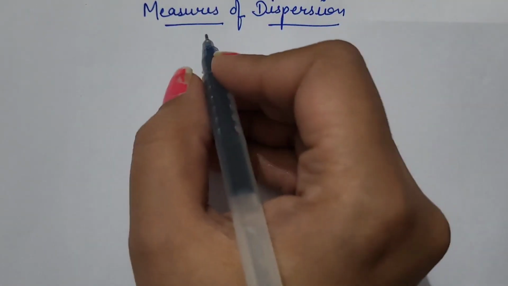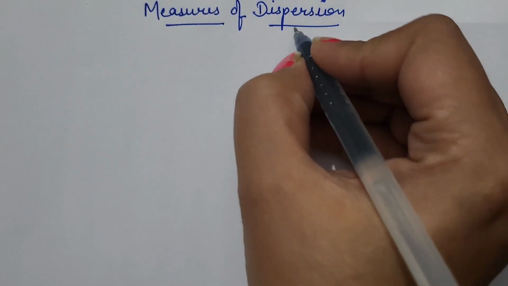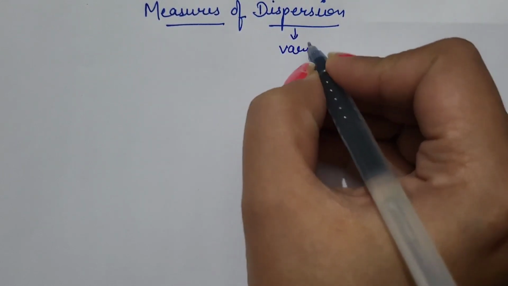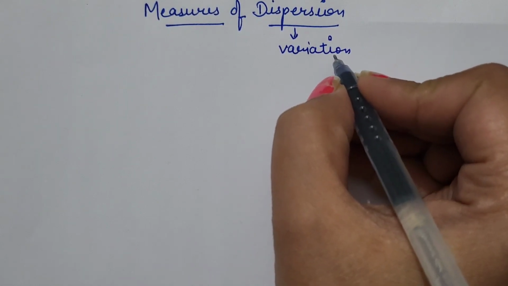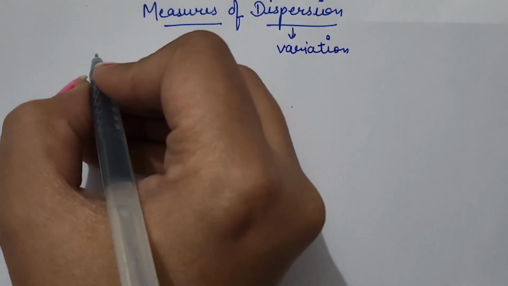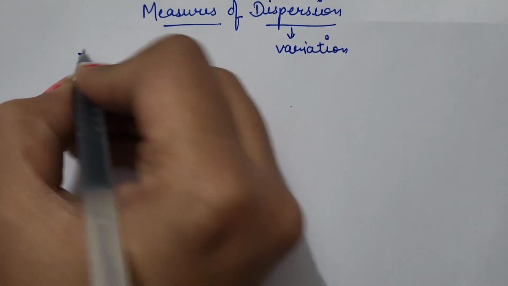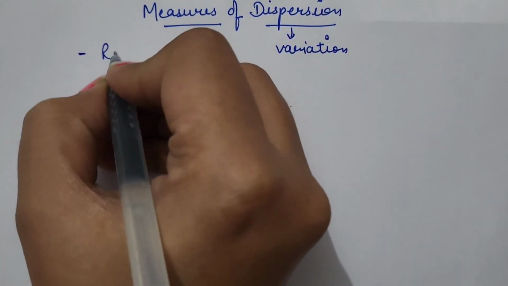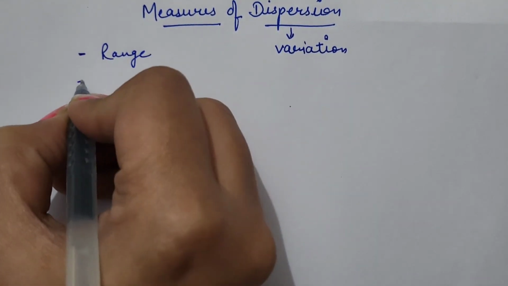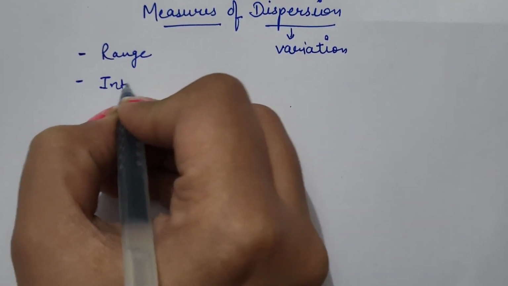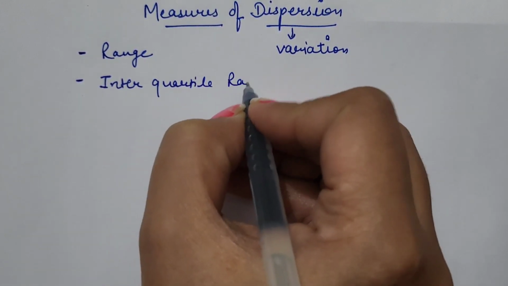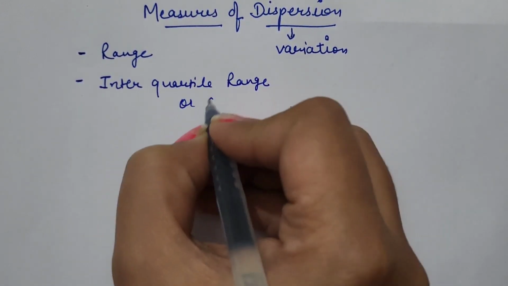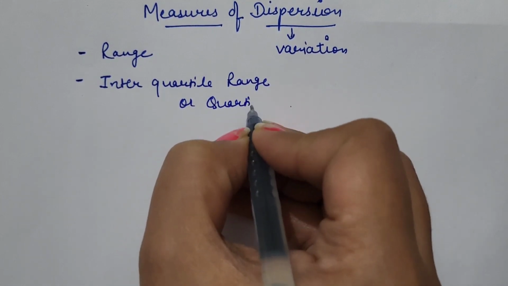Our today's topic is measures of dispersion. Dispersion किसी भी सीरीज में प्रिवेलेंट वेरिएशन को कहते हैं जो सीरीज की आइटम में एग्जिस्ट करती है। इस वेरिएशन को कैलकुलेट करने के लिए हम मेजर्स ऑफ डिस्पर्जन को यूज करते हैं। सो फर्स्ट मेजर ऑफ डिस्पर्जन इज रेंज, सेकंड इंटर क्वार्टाइल रेंज, or we can say quartile deviation.